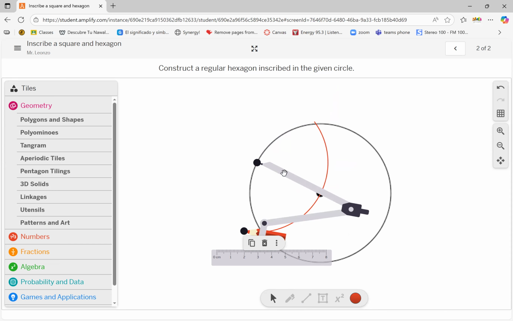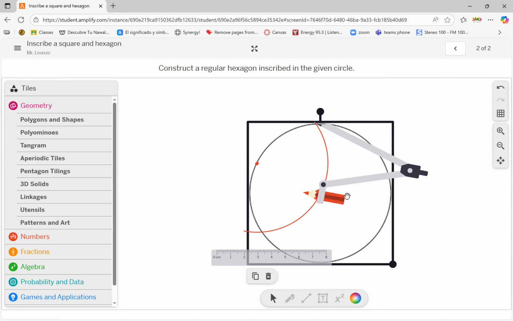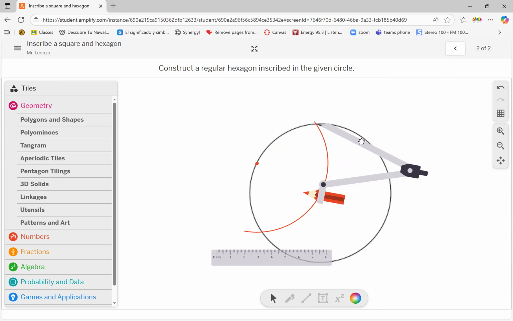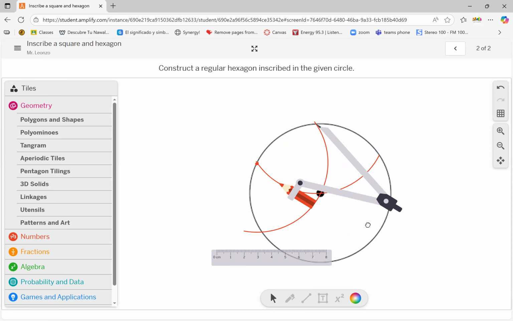And then I'm going to move my point to this intersection. Okay, I'm going to move my pencil. I'm going to create an arc. Interesting. I want to show you something really cool. It touches the previous point. Nice.